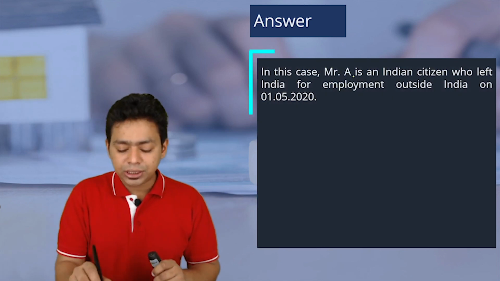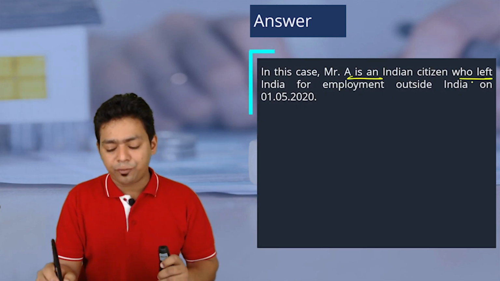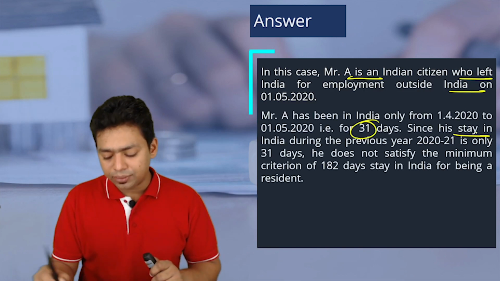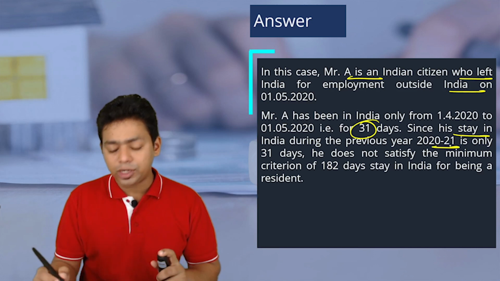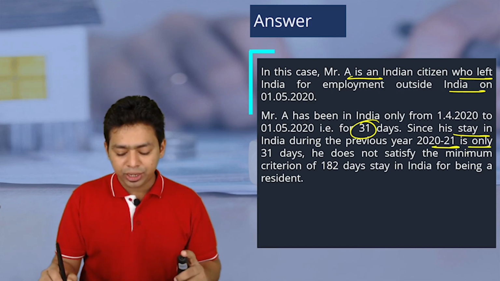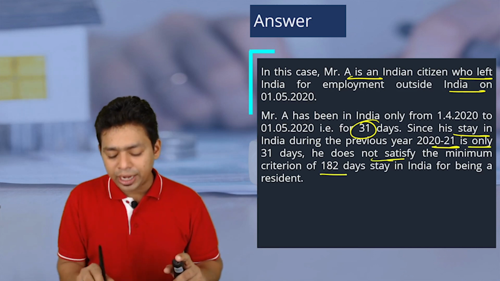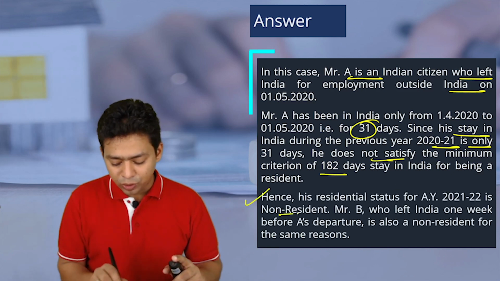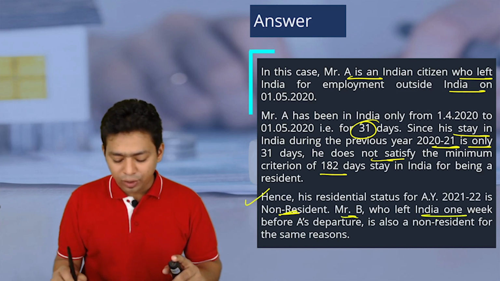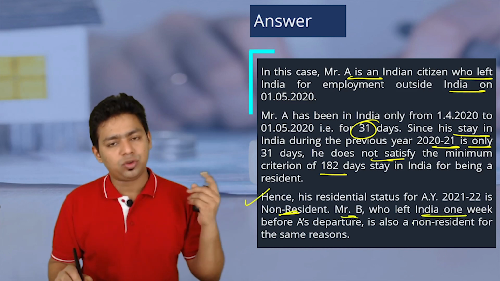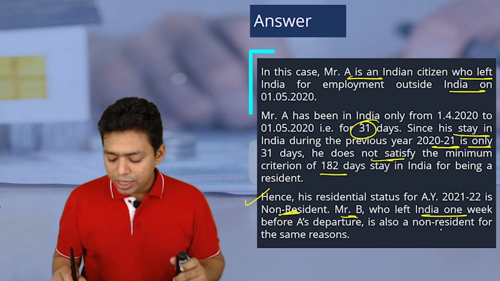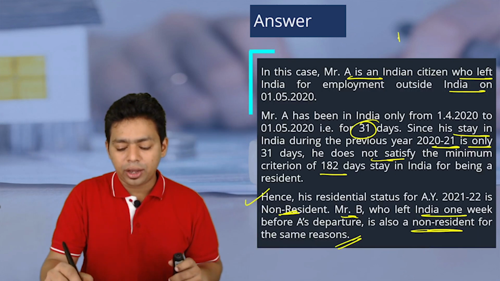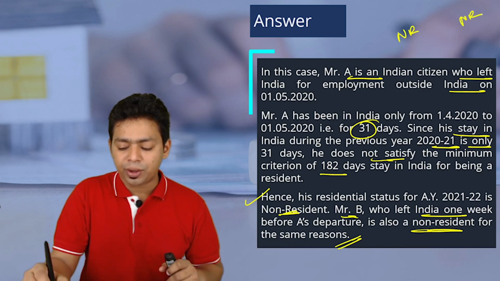In this case, Mr. A is an Indian citizen who left India for an employment outside India. Mr. A has been in India only for 31 days. Since his stay in India during the previous year 2021 is only 31 days, he does not satisfy the minimum criteria of 182 days, and therefore his residential status will be non-resident. Mr. B, who left India 1 week before Mr. A's departure, so his friend has already left India, is also a non-resident for the same reason. So both are non-resident.